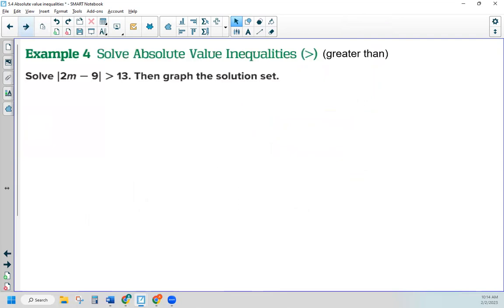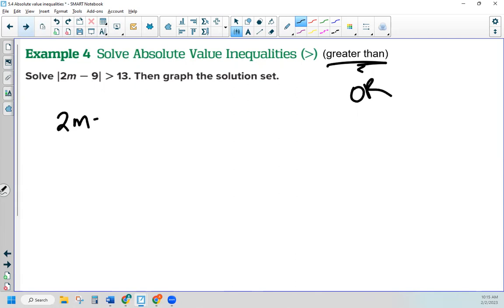All right, example number 4. Solve absolute value inequalities. Now, look at what we have. We have greater than. Greater than means we're going to get driven by or. So I challenge you to stop this right now and try it on your own. All right, so nothing here changes. Nothing at all changes. So the same idea is going to happen. We're working with an absolute value.